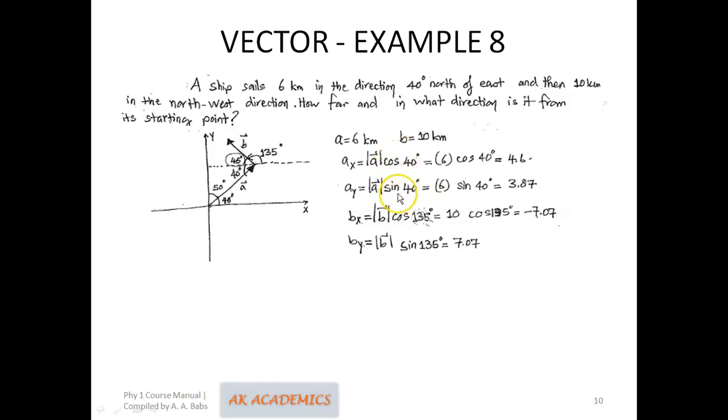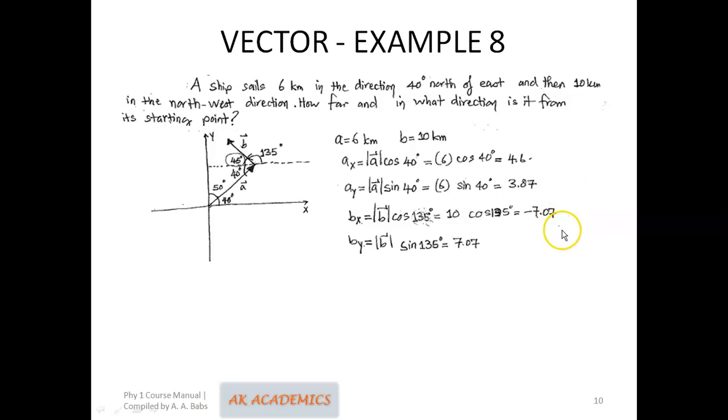How we get this cos and sine, you can easily understand when you check the previous videos. That gives us 6 sine 40, which is about 3.87 kilometers. Also for our B, the horizontal component, BX, will be B cos 135, which is the angle the vector makes with the horizontal. That gives us 10 cos 135, which is equal to minus 7.07 kilometers.